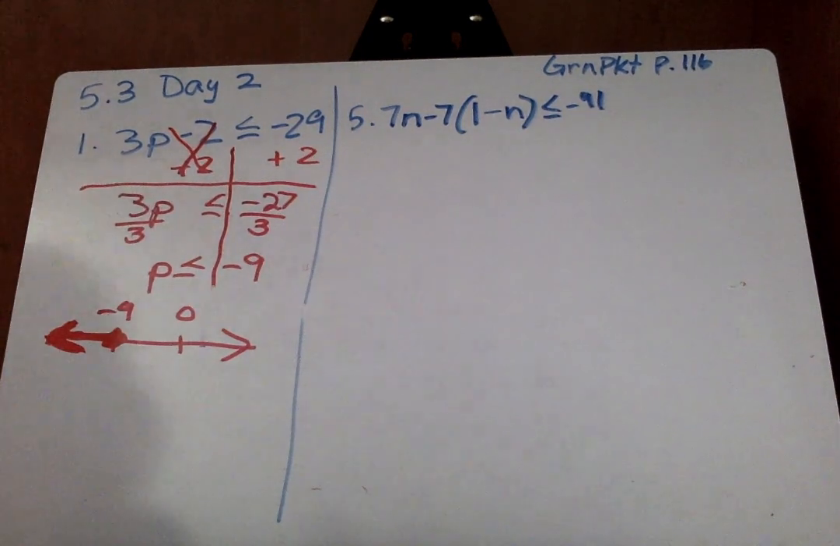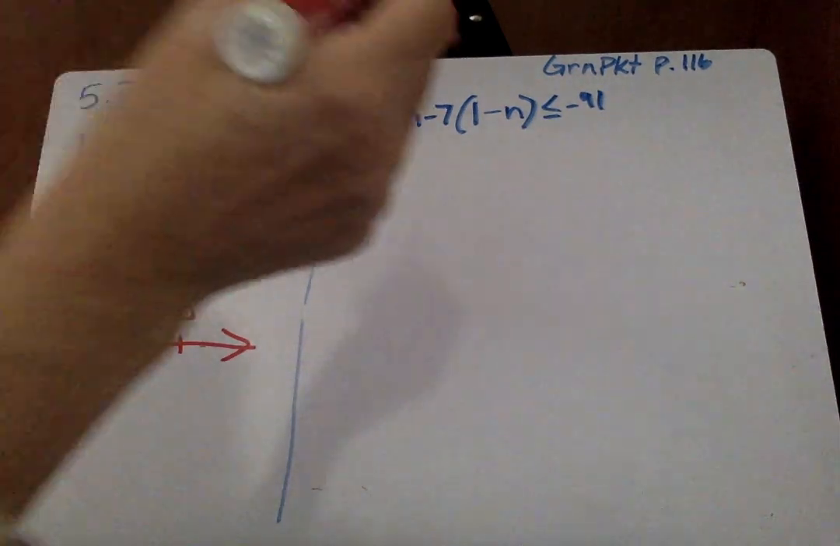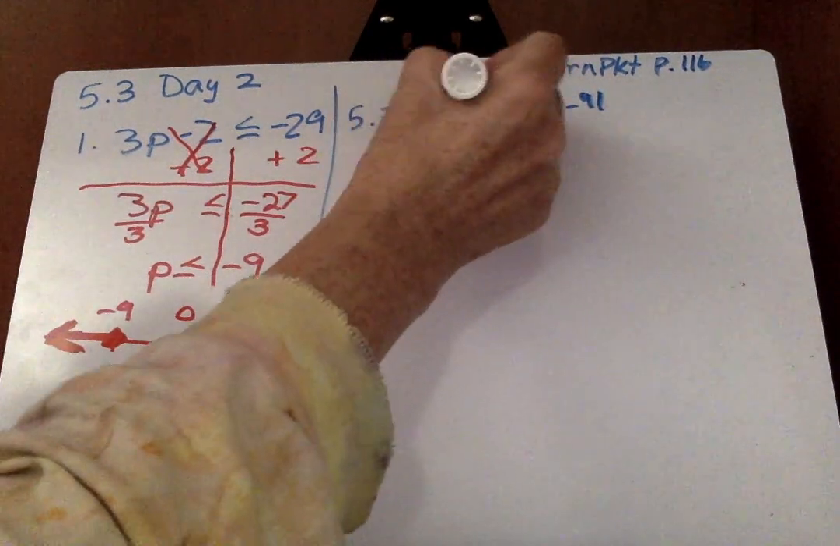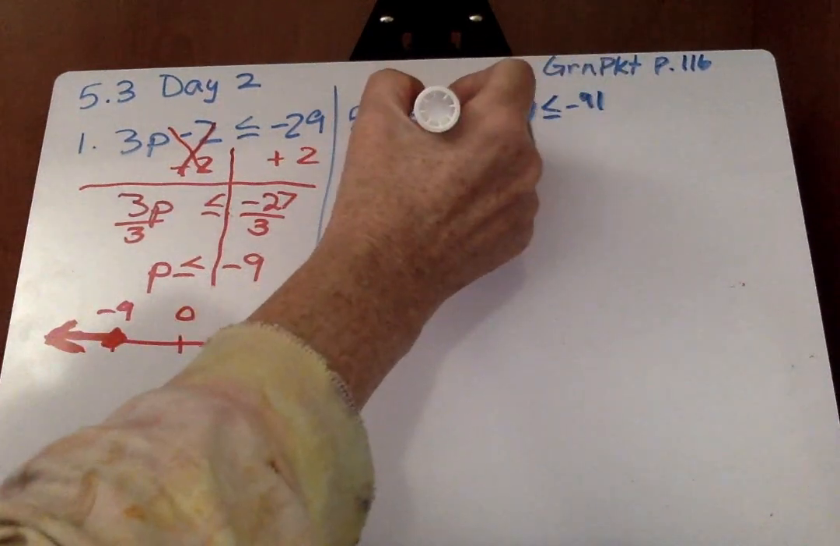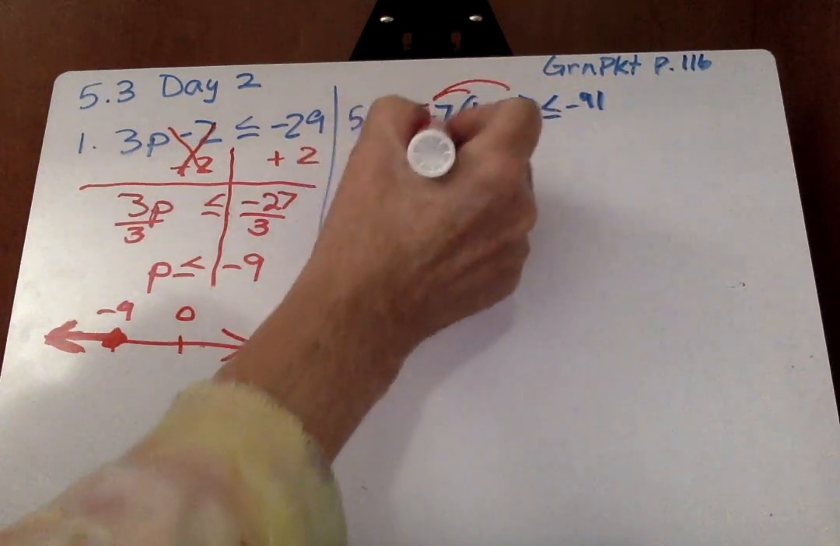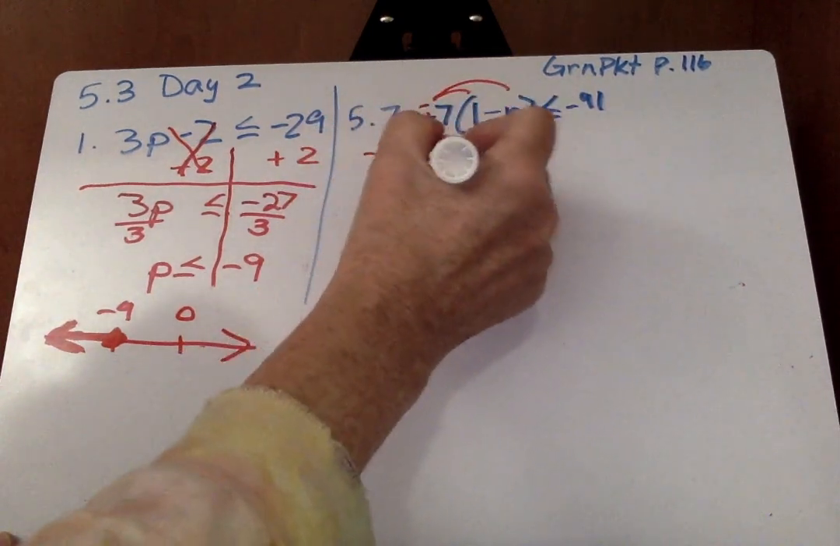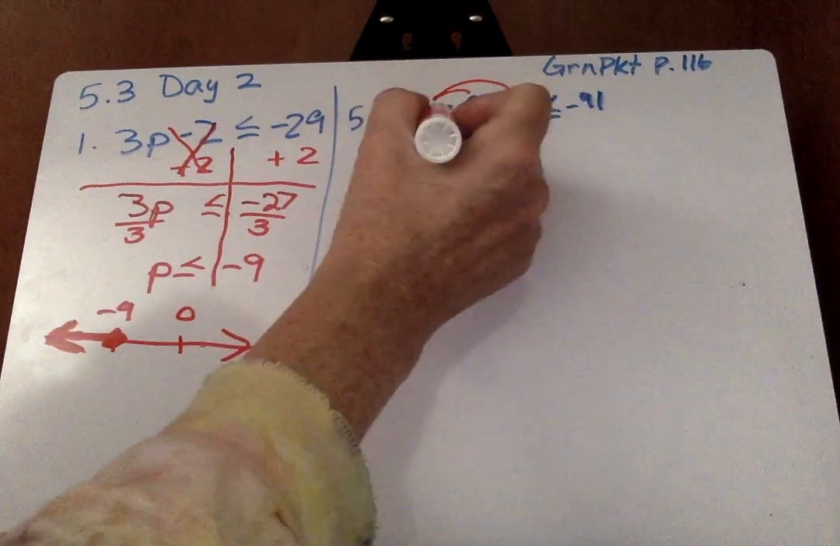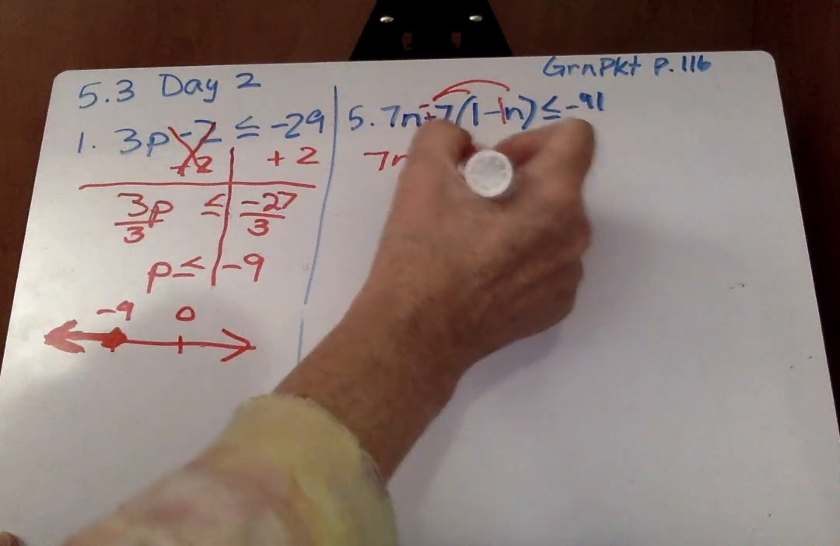Okay, now we're going to go on to number 5. I wanted to do one of the more challenging ones, and this is very challenging, many steps to get this. First one, I'm going to make this a plus a negative 7. So 7n, negative 7 times 1 is negative 7. Negative 7, and when nothing is there, that's a 1. So negative 7 times negative 1n.